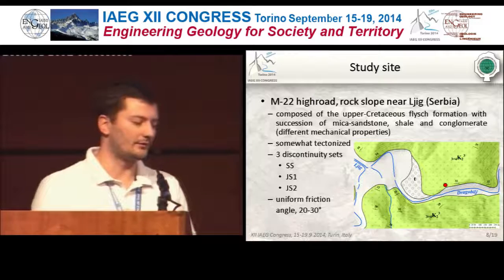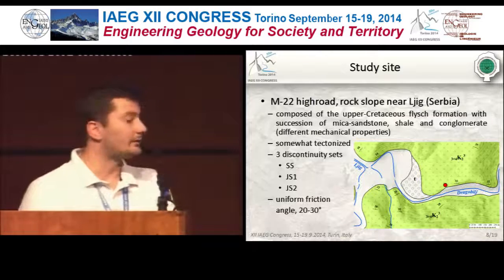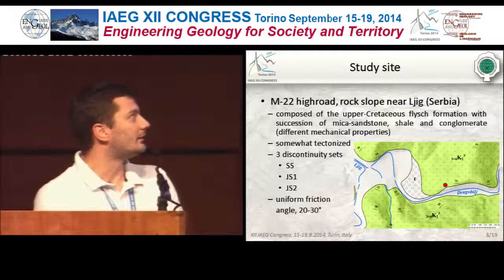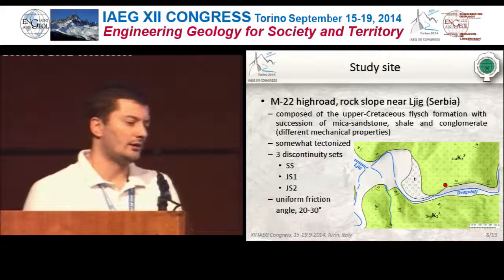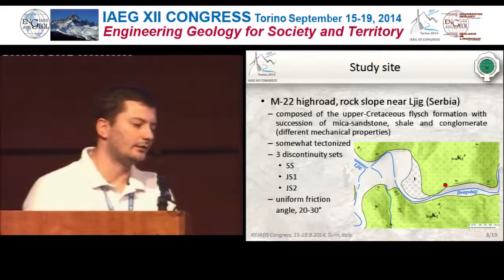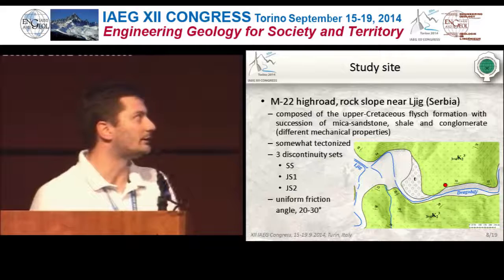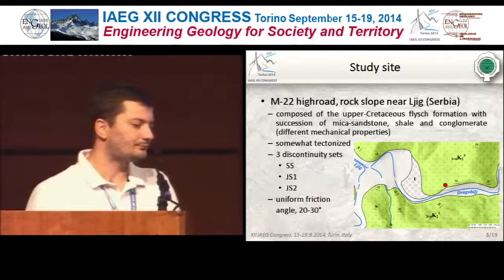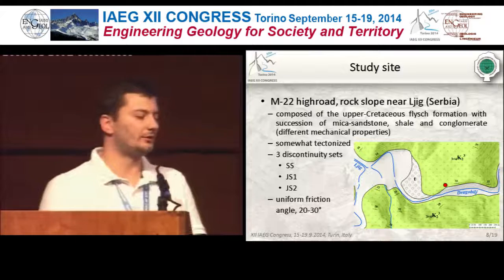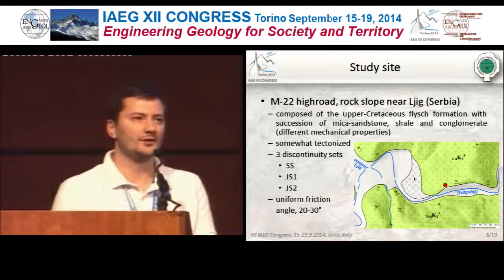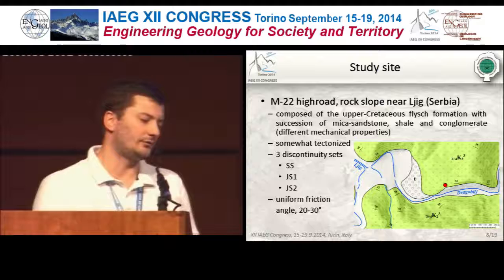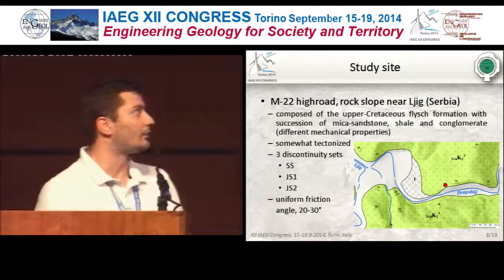This is not the scope of today's presentation, but it is there in the future. It is somewhat tectonized. You can maybe see these marks here. It is practically a monocline which dips towards the north, and there are no significant fault lines in the vicinity of this area. We discovered 3 important discontinuity sets, including bedding and some conjugate joint systems. Based on some engineering works in the vicinity, we adopted friction angles between 20 and 30 degrees for our analysis.